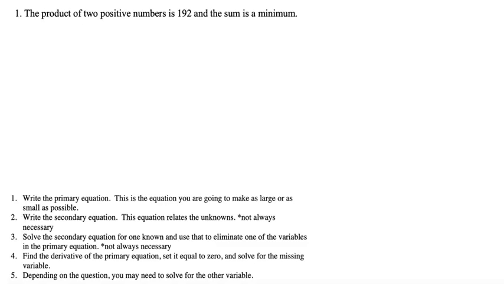Example 1: the product of two positive numbers is 192 and the sum is a minimum. So first, we're starting off with writing the primary equation. This is the equation you're going to make as large or as small as possible. So looking at this problem, what do we want to minimize? We want a minimum. We want to minimize the sum. So this is going to be our primary equation.